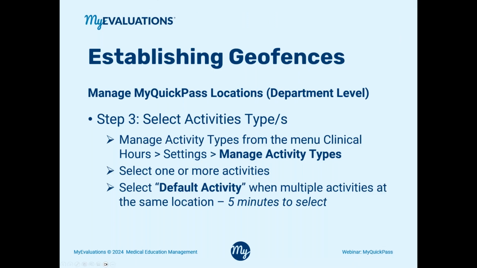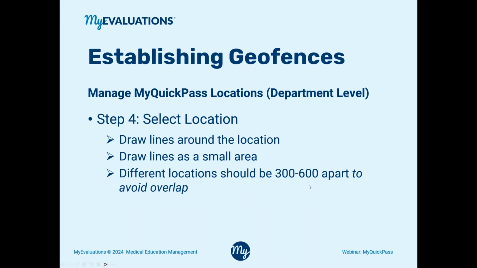So after you've selected that activity, the last one is to set up the locations. Here, I want you to pay particular attention to how you draw those lines around the location. I want you to draw the smallest possible line for the best possible accuracy. And I want you to make sure that different locations that you are outlining are sufficiently apart from each other.